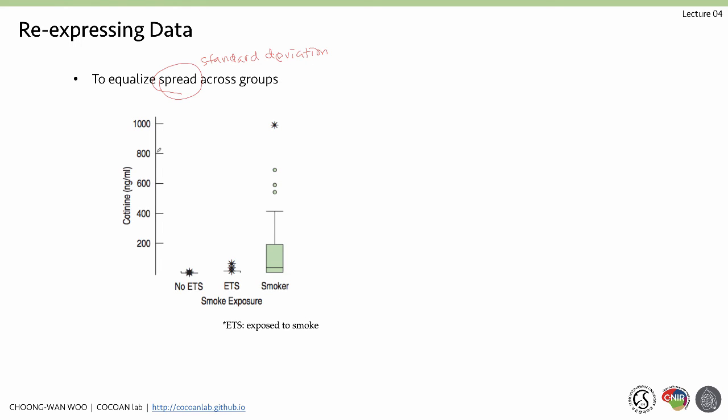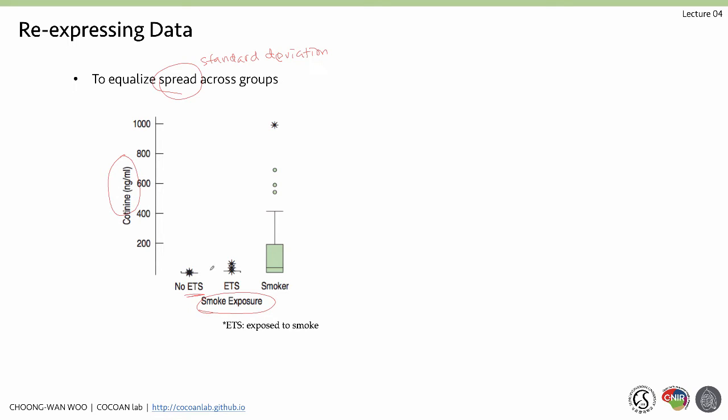And also you can use re-expression of data to equalize spread across groups. The spread here means something like standard deviation, how spread out the data is. And I want to use this data. So here the x-axis is smoke exposure. So it's secondhand exposure to smoke, and the y-axis is cotinine. I think it's related to nicotine, like a previous form of nicotine.